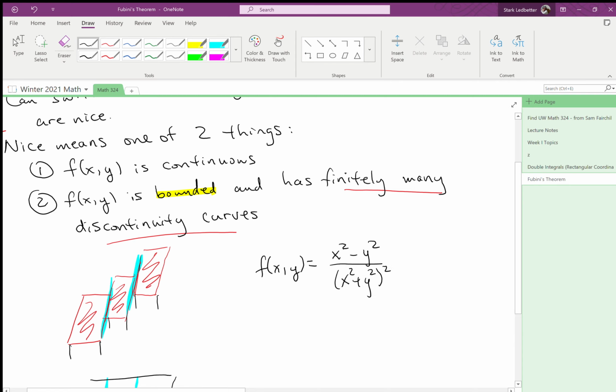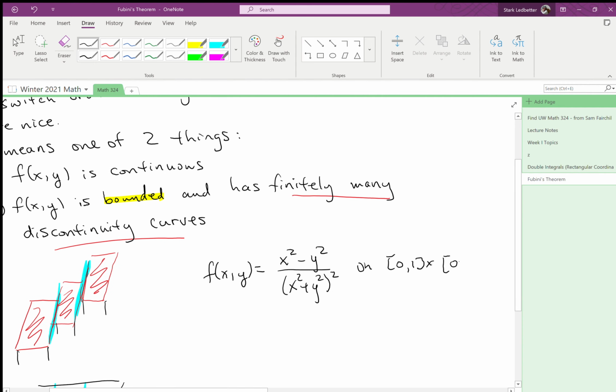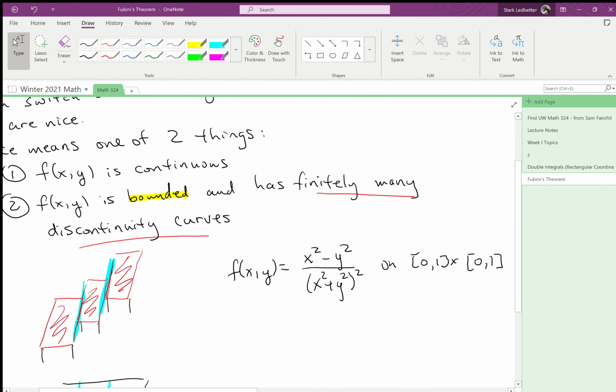So let's look at this function though. This function actually does break the conditions of Fubini's theorem. We're looking at it on this region. You always have to look at a function on a region. You can look at it on the whole xy plane, but then you would be doing improper integrals, which is fine. Okay, so we're on the unit square region, which we know and love.